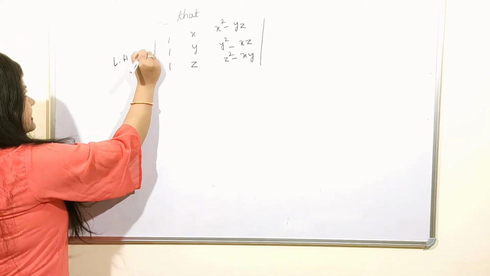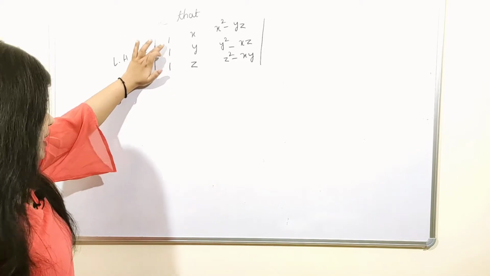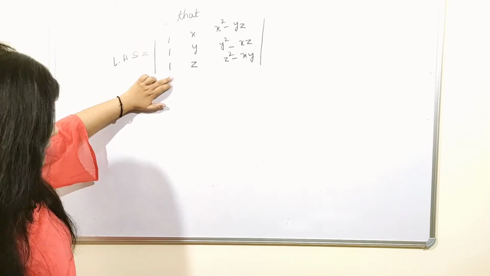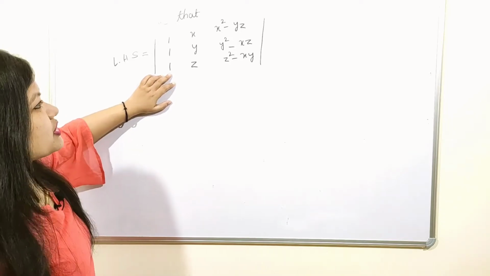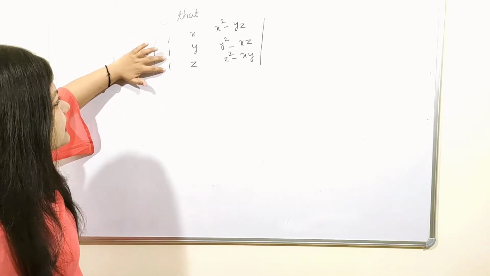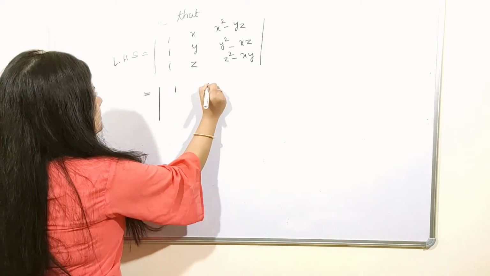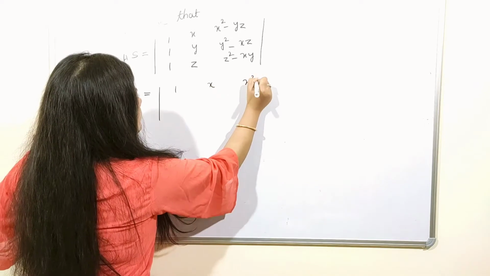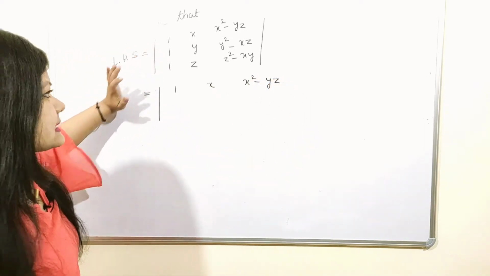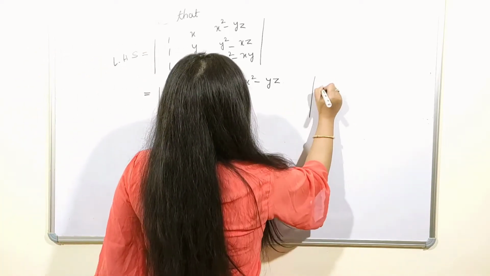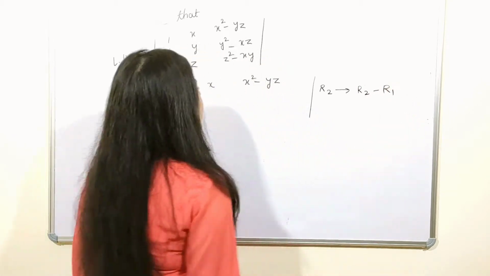So first of all, let us start. Here all the elements of the first column of the determinant are equal to 1. We have already solved one question where we made an element 1 into 0. We keep the first row as it is, then the second row R2 is replaced by R2 minus R1.